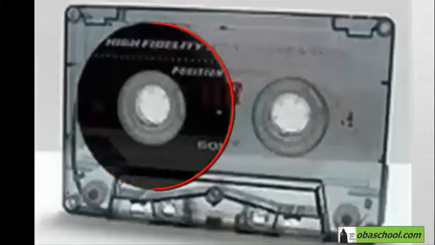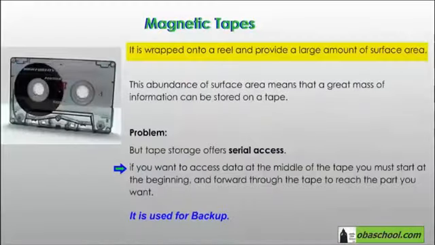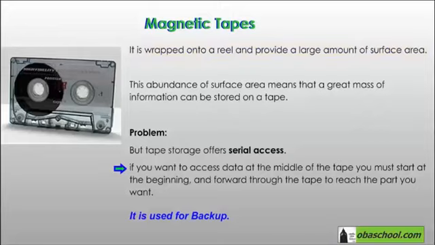You can see the tape wrapped around the reel, and the data is stored on the black tape. So, it is wrapped onto a reel and provides a large amount of surface area. In other words, it's a long tape where you can store a lot of data, but it takes a small place because it's wrapped. So, this abundance of surface area means that a great mass of information can be stored on a tape.